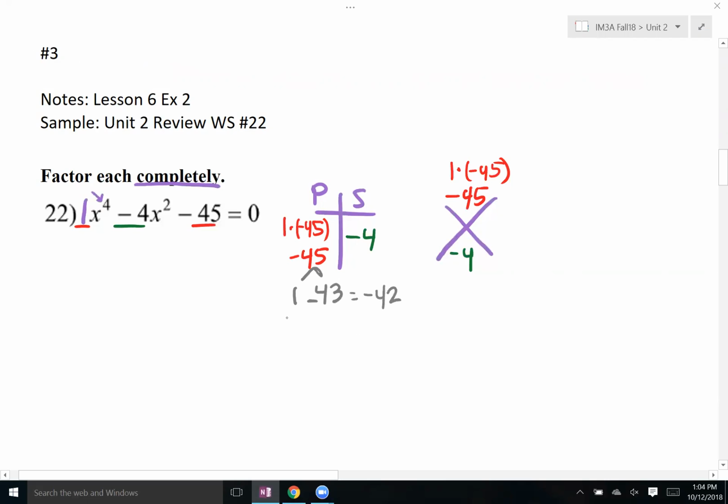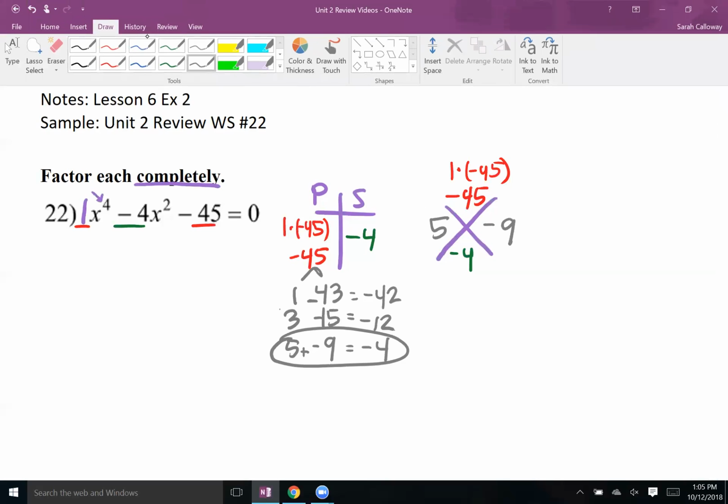That's too big. We talked about 3 and then 15. 3 minus 15 is negative 12, so that's still too big. Again, this is the same number as last time, so we've also got 5 and negative 9. Notice that that's going to give us the negative 4 that we need. So that means that our two values are 5 and negative 9.